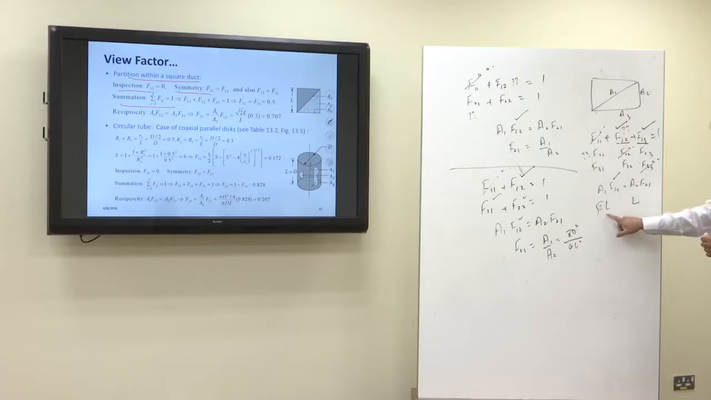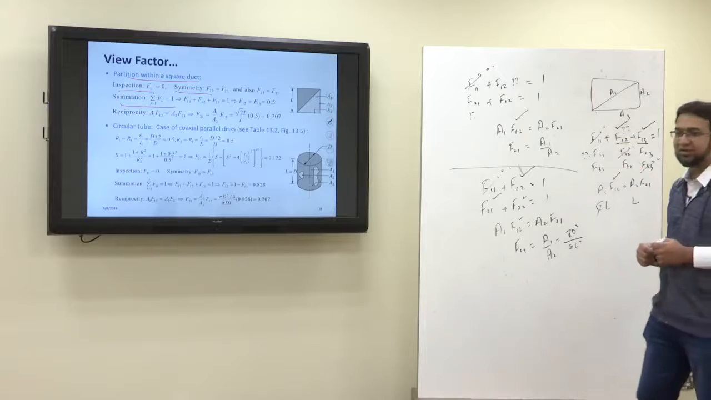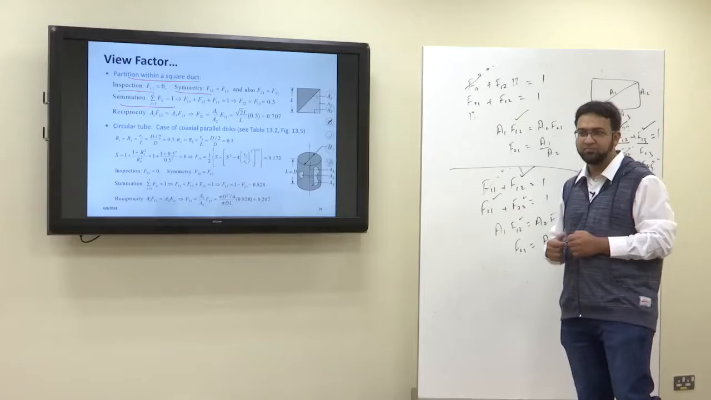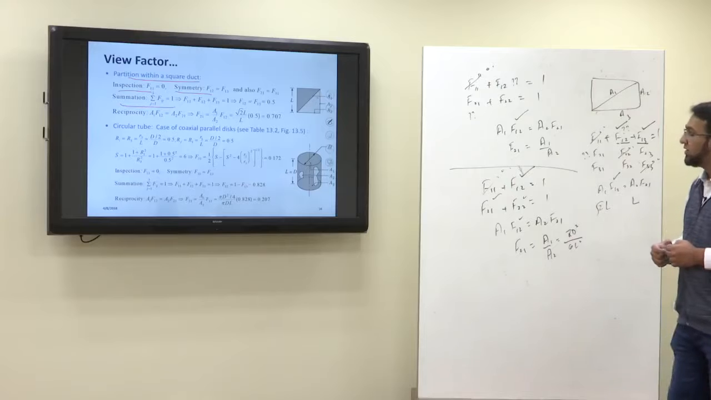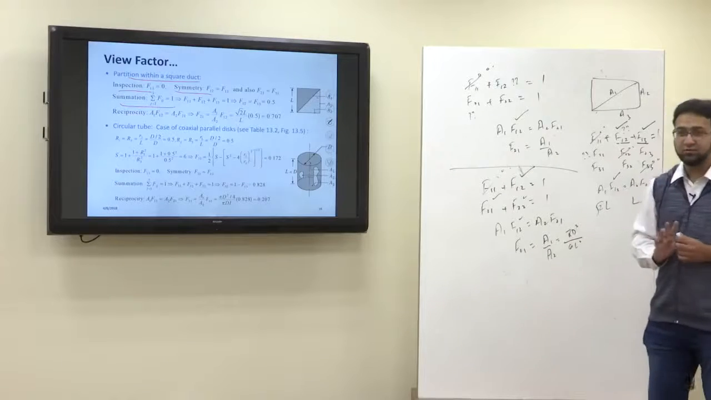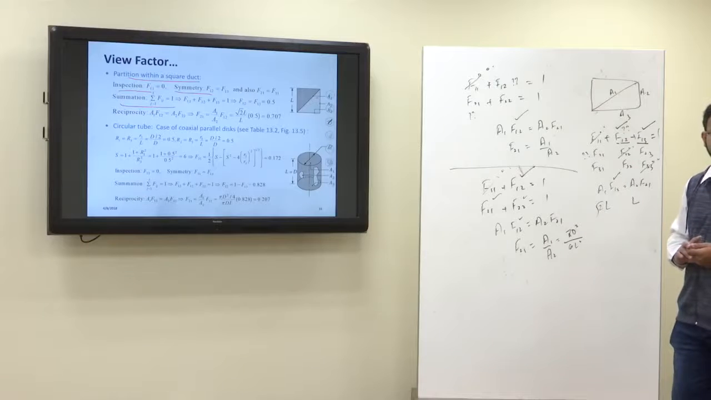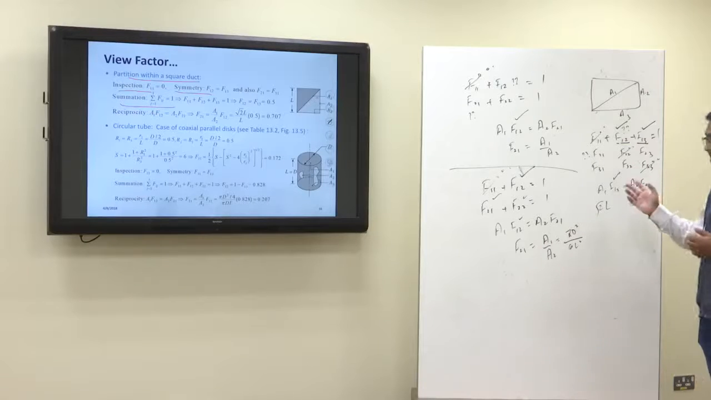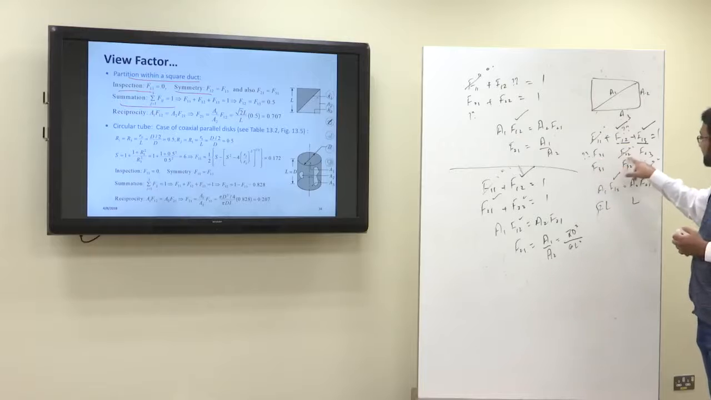Now I know this, this, and this, so I can find F21. Is it clear? The others I don't need, because here it was just asked to find F21 and F12. Till here it is clear or not? Yes, the others we can also find out. If we know F12, and F22 is 0, I can find F23. F31 and F32 will be 0 and 1, exactly.